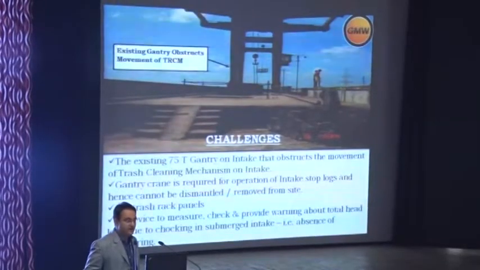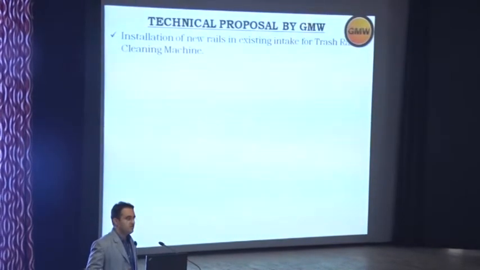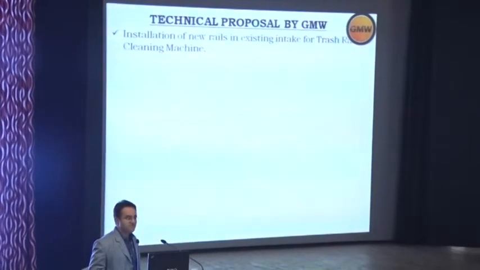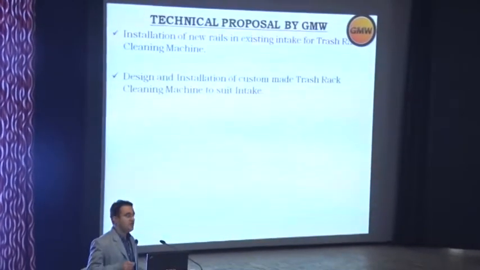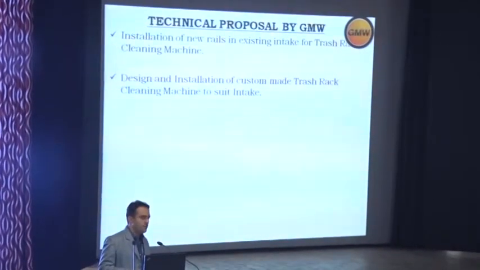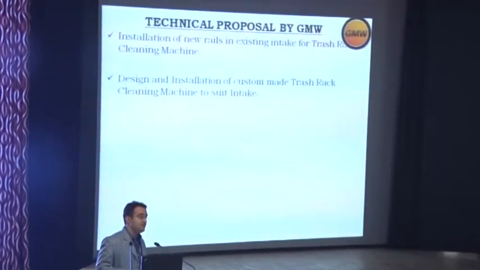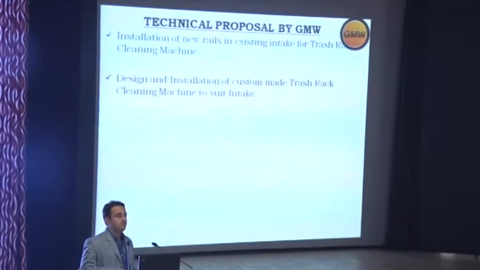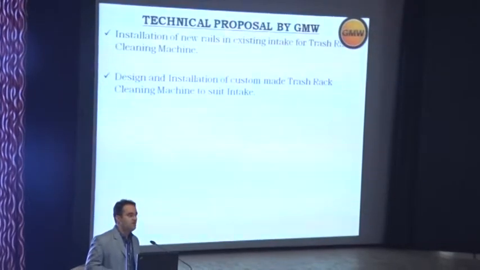And when we studied it, we gave our technical proposal. In that we have proposed to provide new rails where the mechanism will work, and the rails should be 5.5 meter behind the existing rails so that it can pass between the legs of the gantry. Then design and customize a trash handling mechanism that should suit the intake. It is very important that other manufacturers all over the world provide mechanisms as well. But our specialization is that we provide mechanisms on existing intakes by making the necessary arrangements which suit the intake of a dam. Because when the dams were constructed in the 1960s-1970s, there was no provision of trash handling mechanism or trash picking machine.